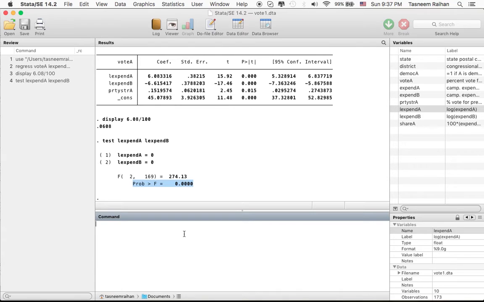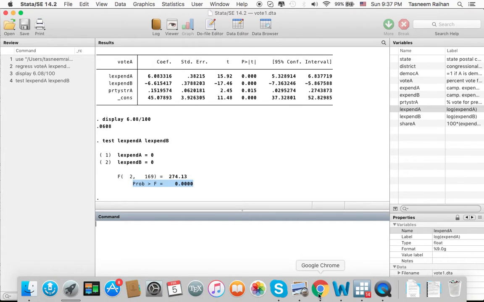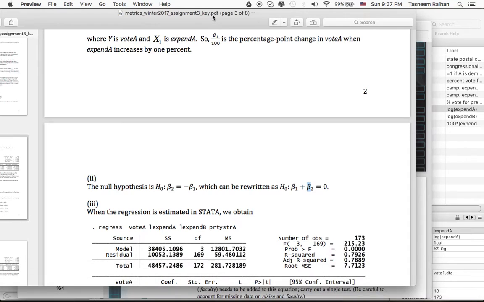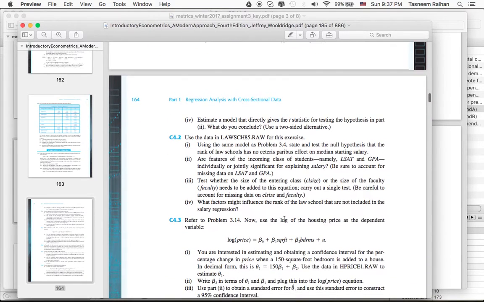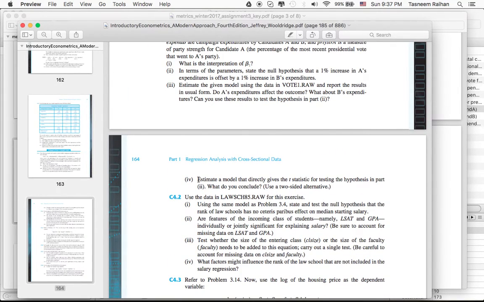That a 1% increase in A's expenditures is offset by a 1% increase in B's expenditures, so we reject this null hypothesis. Okay, time for the next question. The next question says, estimate a model that directly gives the t-statistic for testing the hypothesis in part 2. So can we come up with a model now which will give us a t-statistic for testing the hypothesis in part 2? What do you conclude?